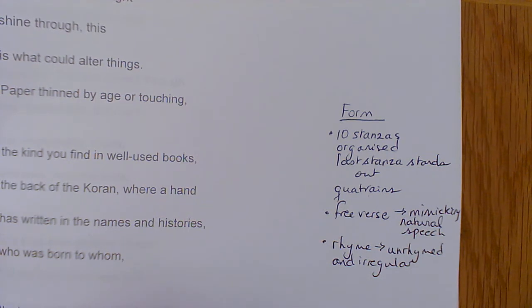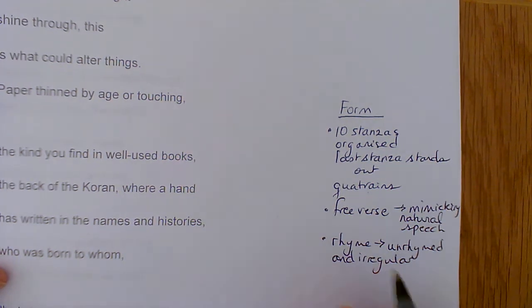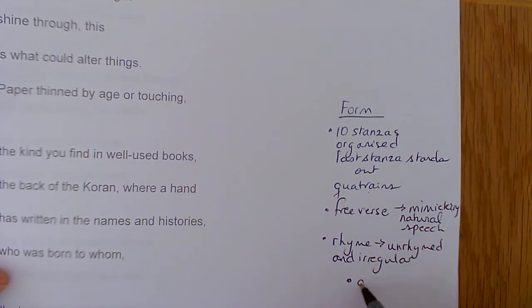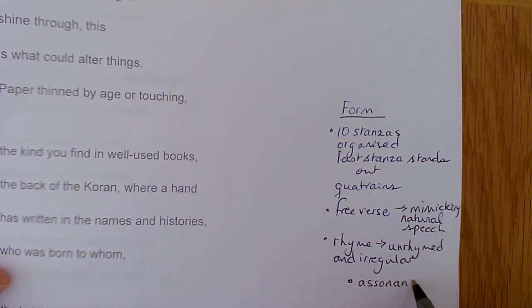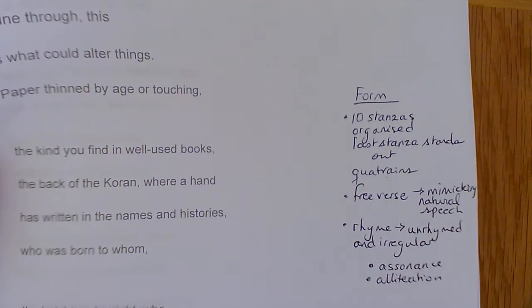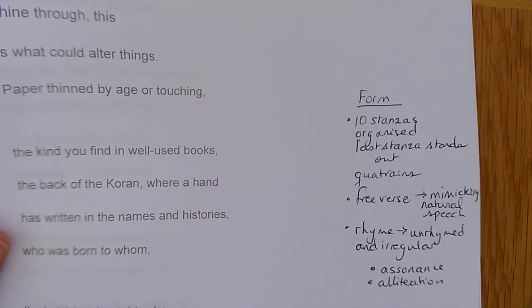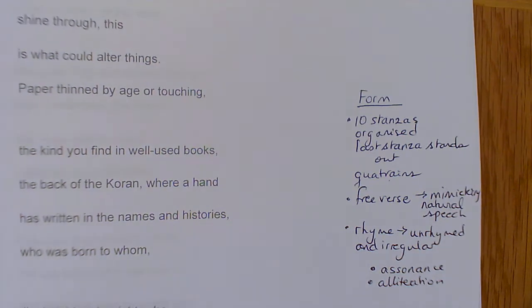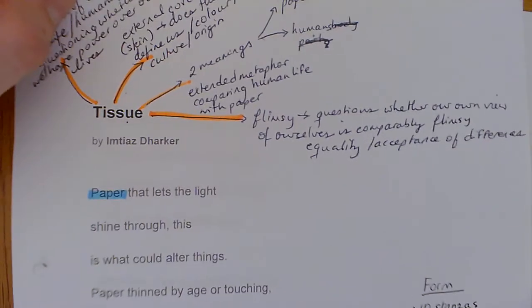So that's one of the things we're going to notice, is alliteration and assonance. And we're just going to give ourselves a little note. Because there's no rhyme, assonance we're going to look for, and alliteration we're going to look for, because they are what will point us to the most important ideas. Right, so let's go for it then.